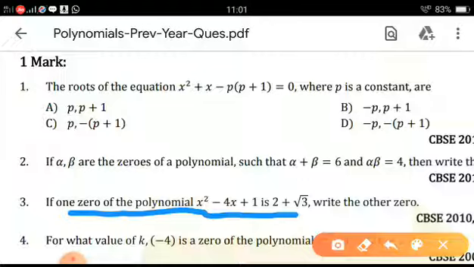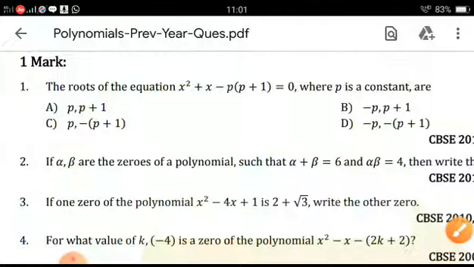Now in this case, you may think that I have to divide this polynomial by 2 plus root 3, as we have done in some questions. But it's a 1 marker question. So should I divide that polynomial by 2 plus root 3? So the easiest way is, see, the polynomial was given as x square minus 4x plus 1.